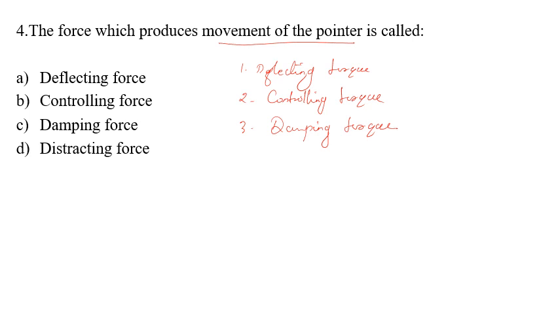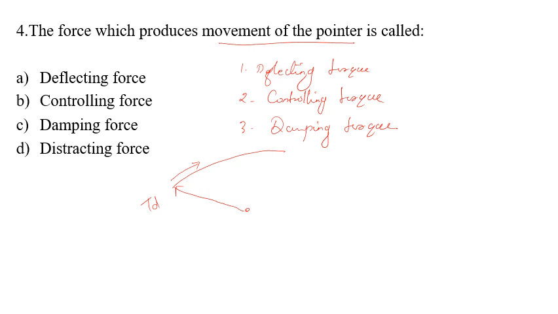Deflecting torque is nothing but the torque which is needed to move the pointer from its rest position. Td, deflecting torque, is the torque which is needed to move the pointer from the rest position. So it normally moves from this position to this region. So that is the deflecting force. The next is controlling force.